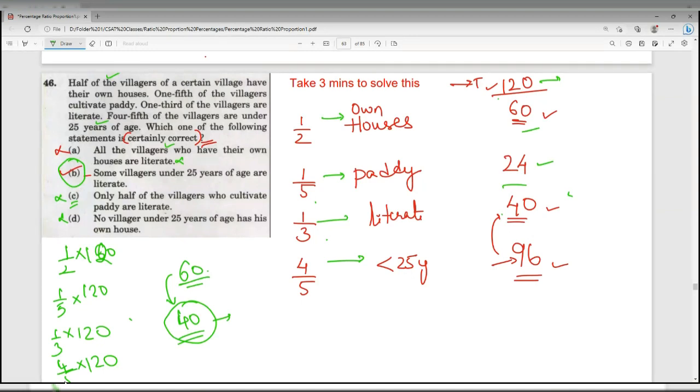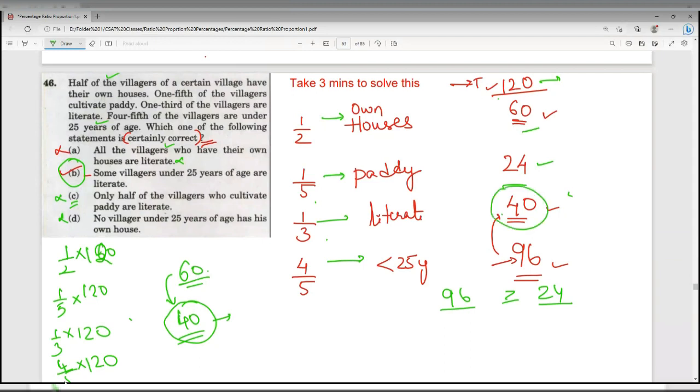Then the second option: some villagers under 25 years of age are literate. Under 25 years of age are 96. So greater than or equal to 25 would be 120 minus 96, that is 24. So there are 96 who are less than 25, 24 who are greater than or equal to 25. So what they're saying is some villagers under 25 are literate. So literate population is 40.